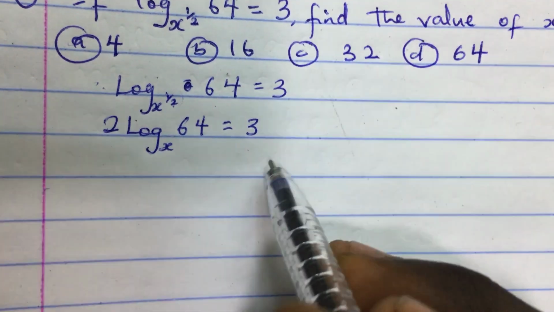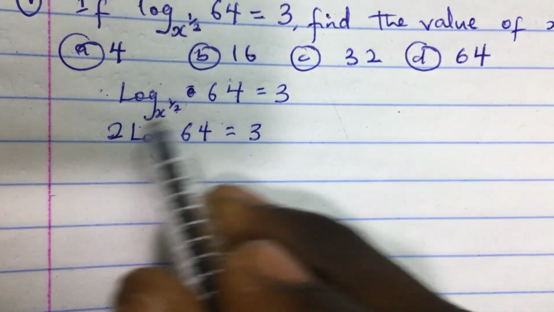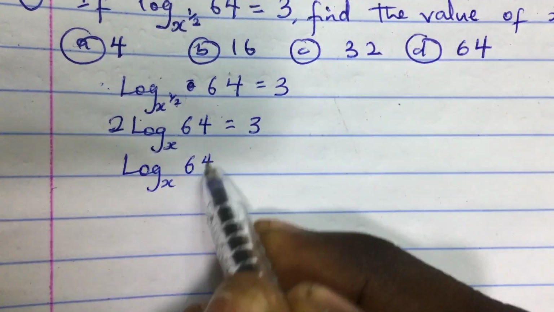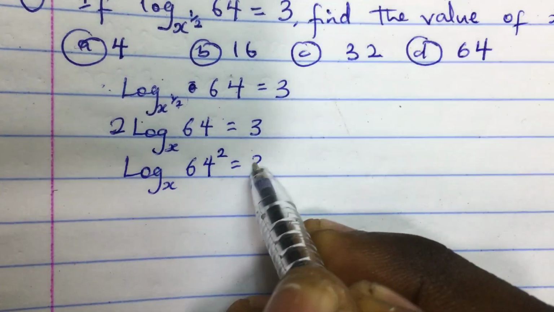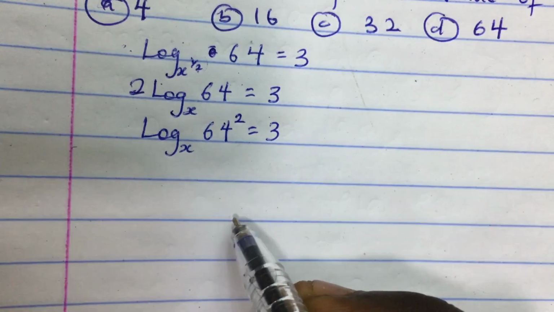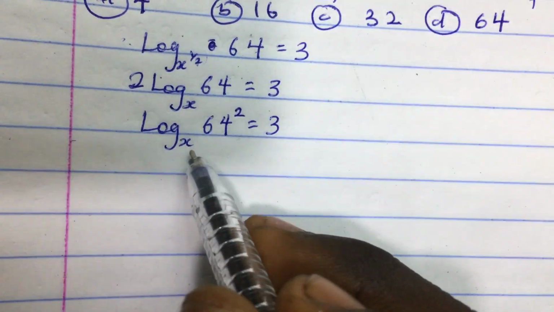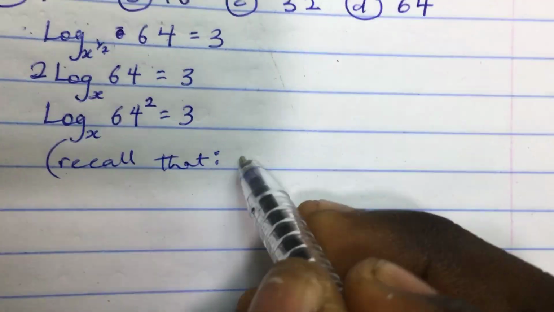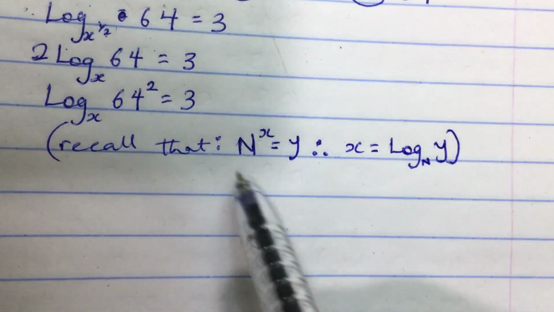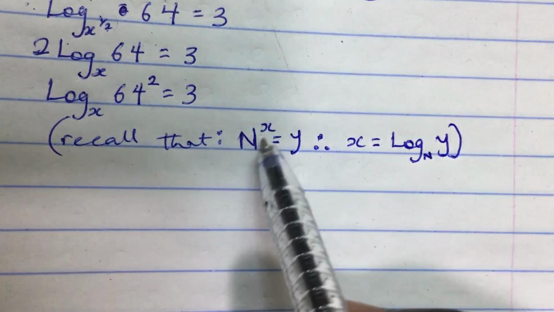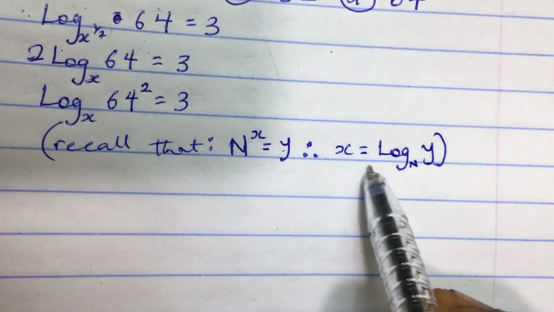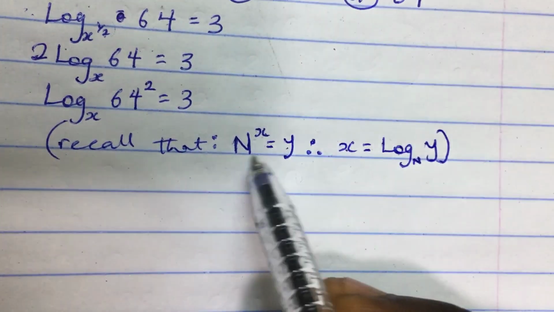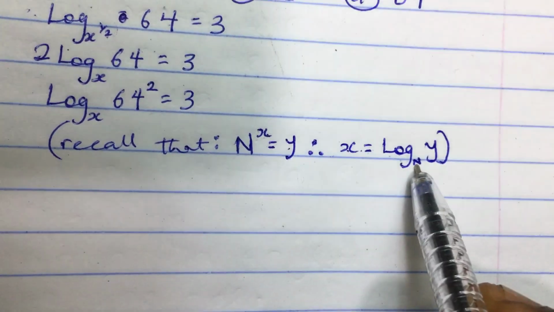The next step is that we bring this to this place, and this to this place. We have log base x of 64 raised to power 2 equals 3. And if you remember one of my laws, I said that if n raised to power x equals y, I can introduce log, and I said x equals log base n of y.